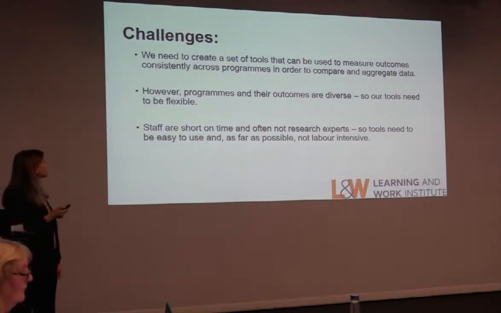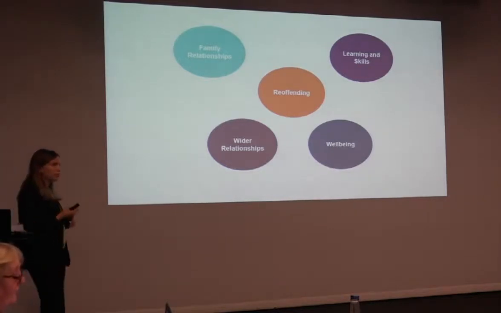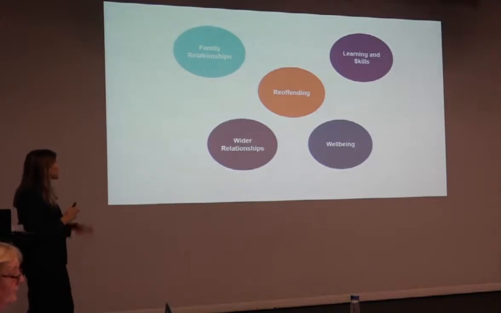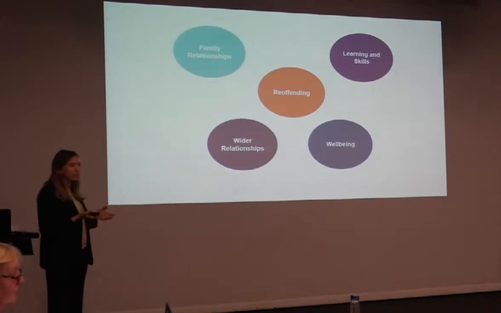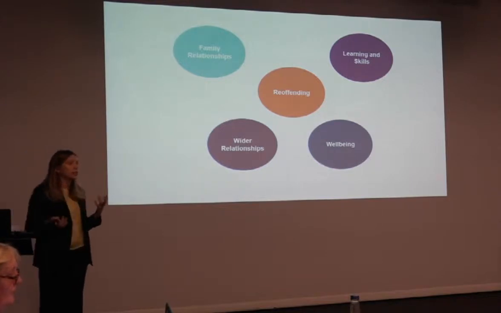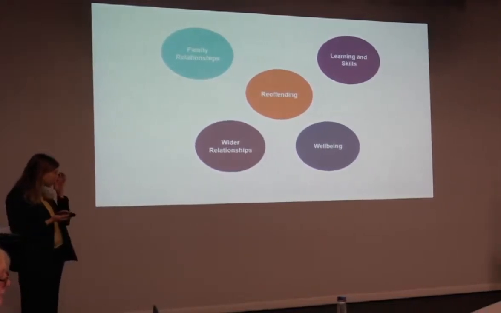One of the first things we did, which I think is on the theory of change as well, is that we came up with some categories of outcomes that we thought could be consistent across most programs. Those are things like family relationships. Most family learning programs are going to impact family relationships in some kind of way. Then learning and skills outcomes. That might be accredited learning, or it might be something like parenting skills, but we thought that was generally going to be an outcome from family learning. Impacts on well-being. That's pretty self-explanatory.